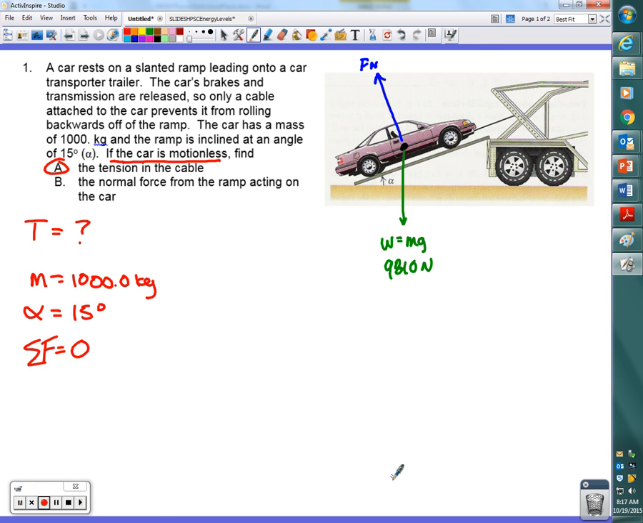Third force that's acting on our car: the pulley or the string that's attached to it, or the cable. What do we call forces that come from cables? Tension. So the red force, that's our unknown in this problem. That's what we're trying to figure out. In the end, what do we know has to be true about all these forces? They have to equal zero, or they have to cancel each other out.